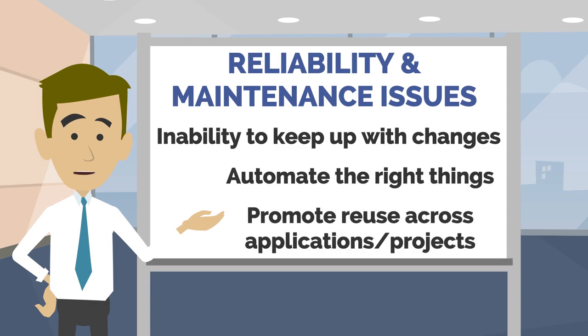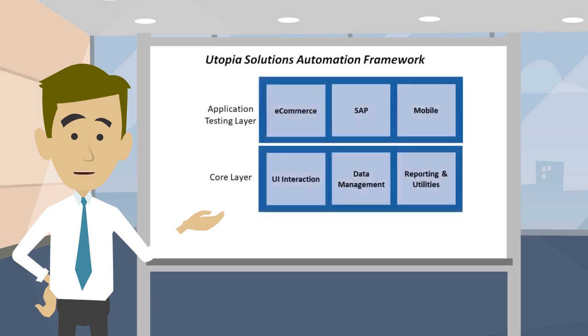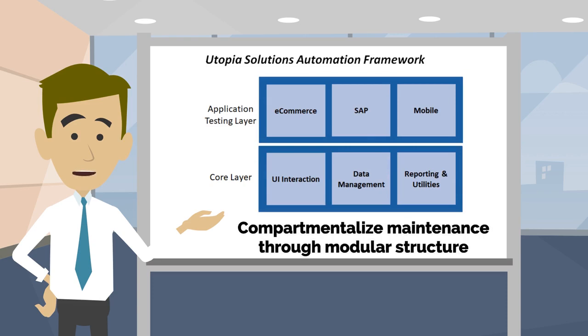Second, don't reinvent the wheel each time you look to add automation to a project. There are common things you need in every implementation that are independent of the application you are testing. Architect your framework such that these common activities form a core layer that can be reused across all your automation implementations. Finally, compartmentalize your maintenance by building modular testing functions.